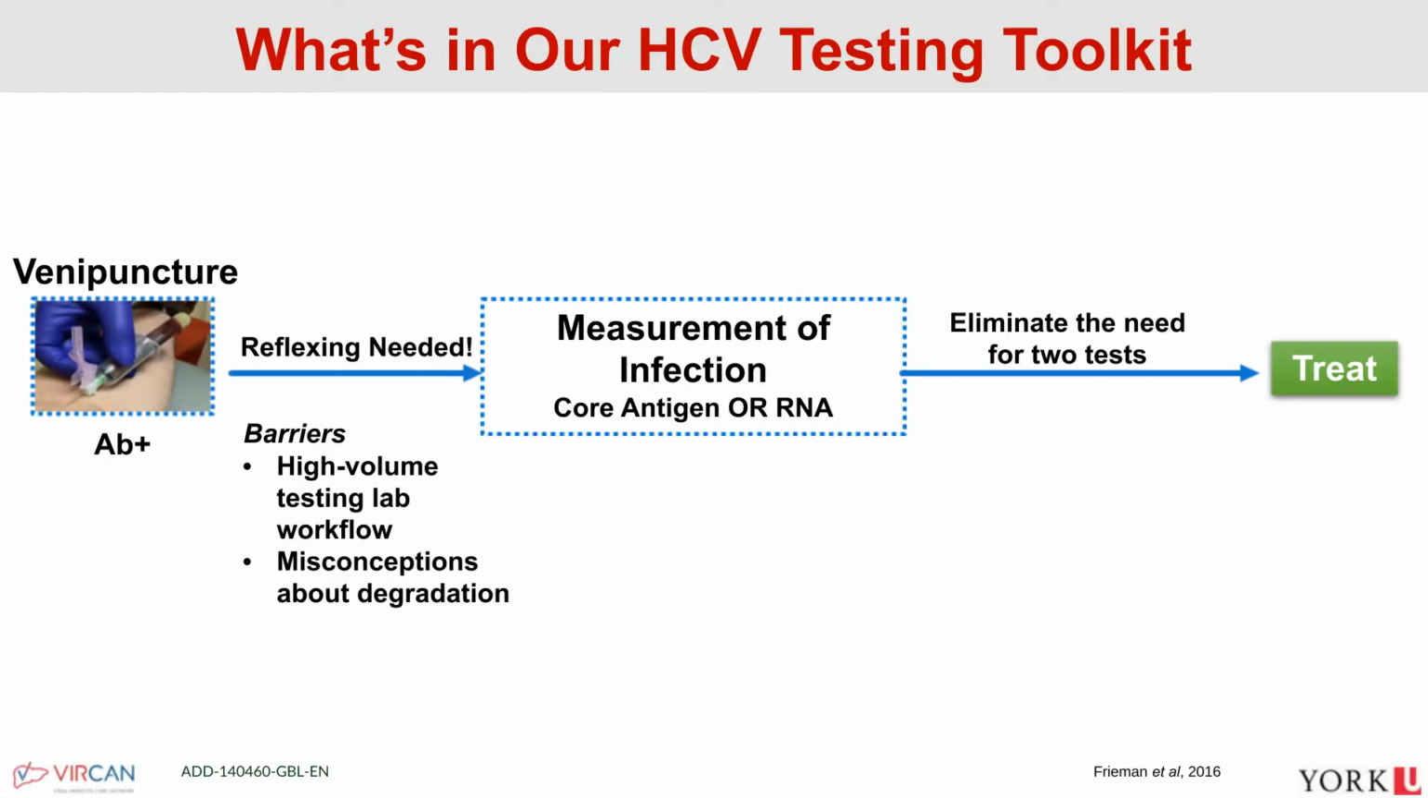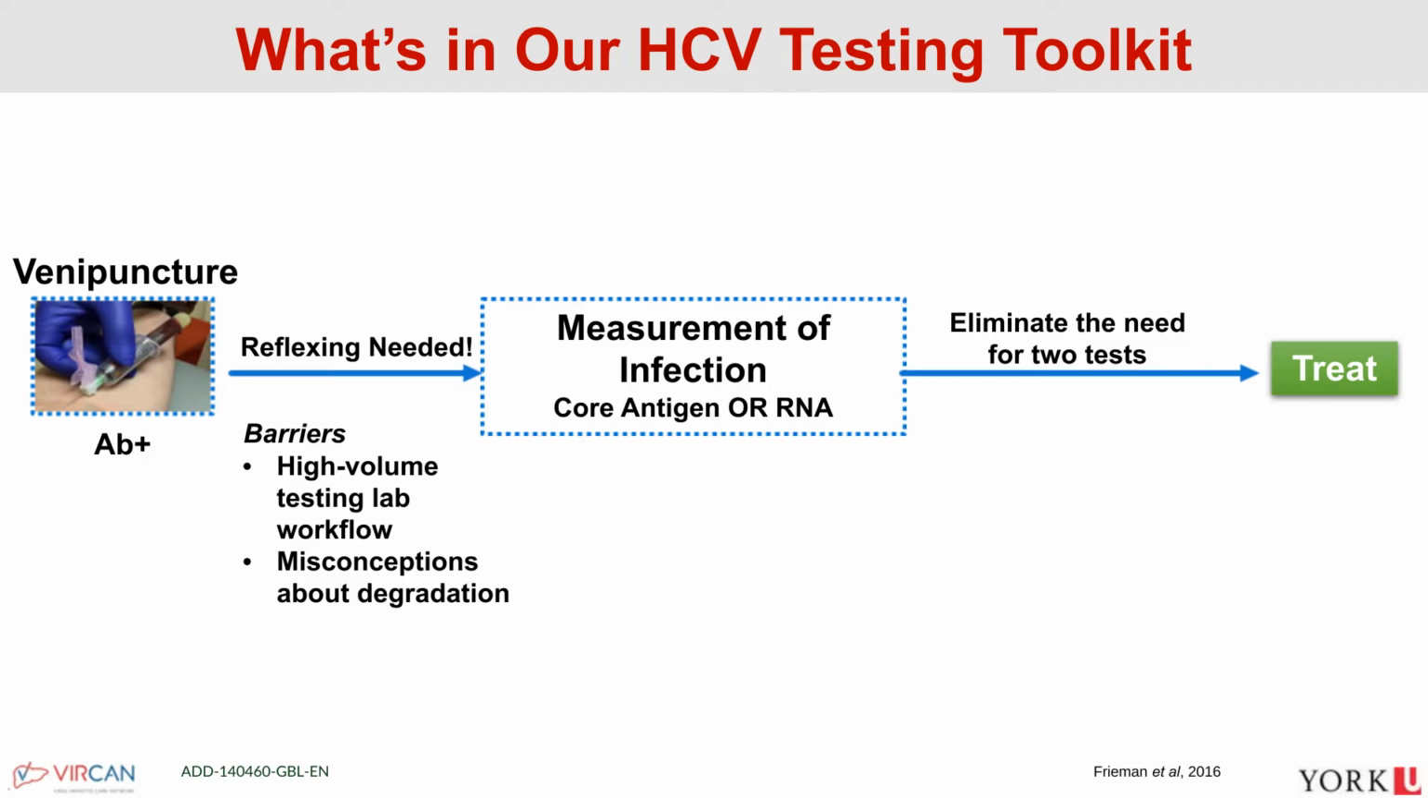So when we think about our testing toolkit, we might consider starting off with a traditional venipuncture based antibody test. This is helpful to be used when the costs of point of care testing are too great, and there is that ability to send to a high volume testing lab. But that sample really needs to be reflexed to either a core antigen test or PCR-based testing, looking for viral nucleic acid. And I'll discuss why you might consider one over the other in various environments. But this quote unquote reflex testing eliminates the need for two tests. And I'll just speak about why that's so important in a moment.